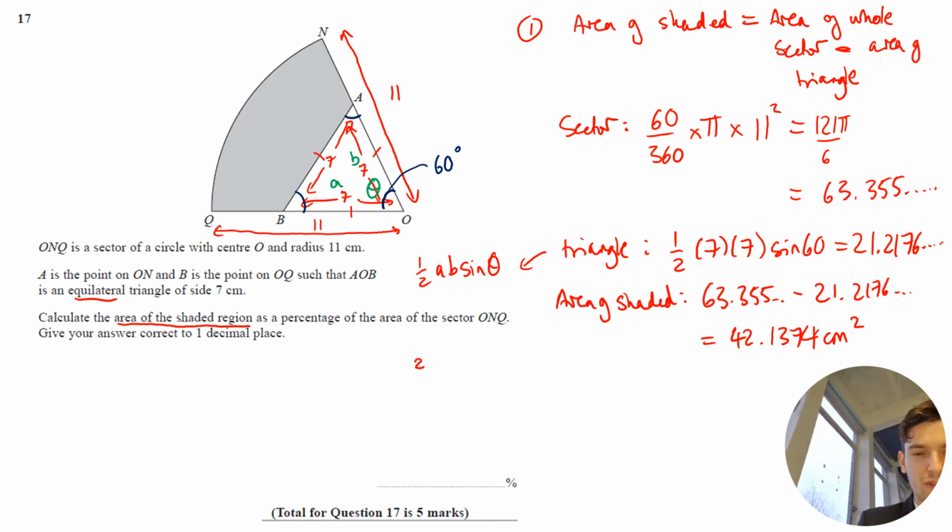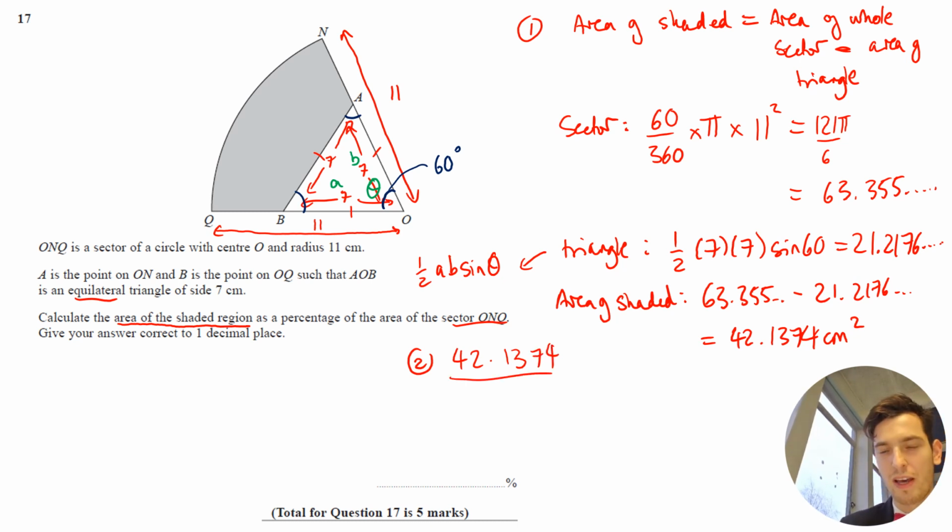Now it says the area of the shaded region as a percentage of the area of sector ONQ. Well, I've actually worked that out already. So this is my shaded region, 42.1374, as a percentage of, so divided by, that sector, which was 63.355. And to convert it into a percentage, I need to, of course, times by 100. And my answer to one decimal place was 66.5%. So quite a nice question there.